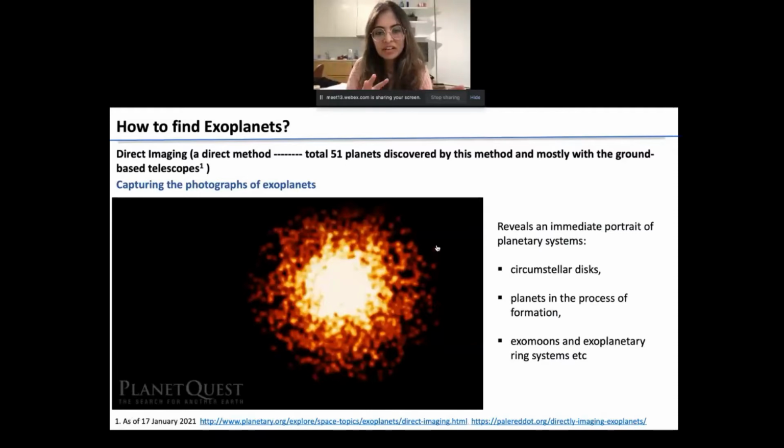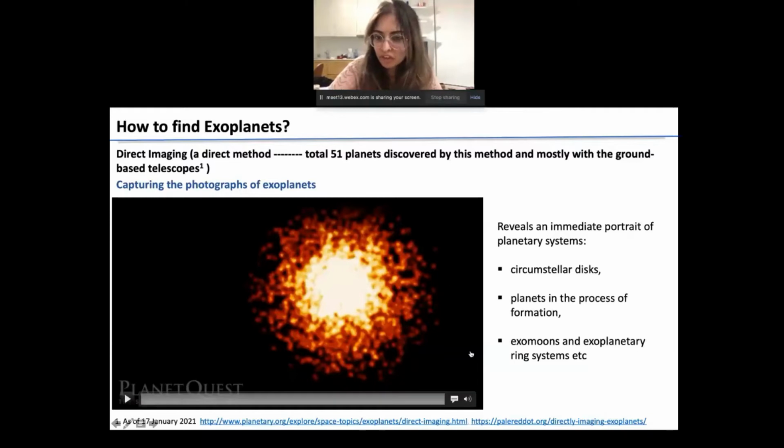There are different experts working on these different techniques. But I really like this one, not because I do this technique, but because if you take an image of a system, it immediately reveals how many planets there are. Given that you can see those planets, this technique provides you a family portrait of a planetary system. Seeing is kind of like believing. So it's exciting when you see an exoplanet in your processed images.